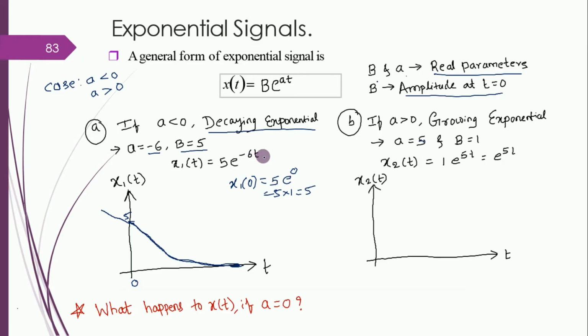And if you proceed in the reverse direction, for example, if I give t equal to minus 1, minus 6 into minus 1 will result in e raised to 6. e raised to 6 is a bigger value, so you will get a bigger value. So it will proceed in the exponential form. This is how the curve looks like.